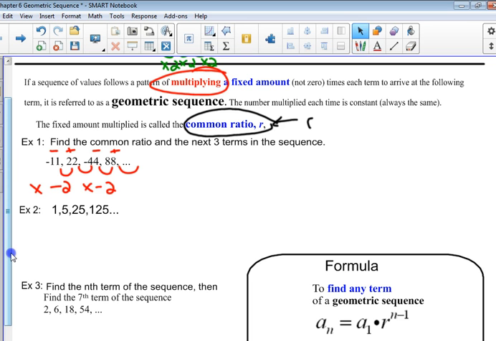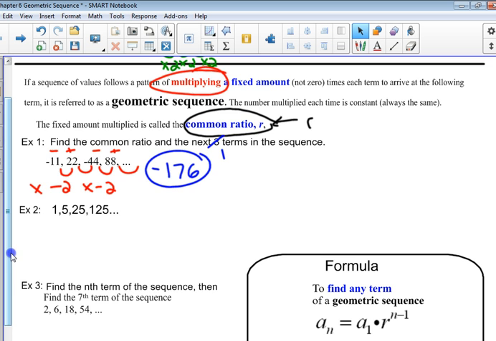So if we did the next number, we don't need the next 3 terms, that's kind of a waste. Let's just do the next term. What do you guys think the next one would be? How would you do it? What would you have to do? Times -2. So you can do it. Okay. -126. Nice. -176. Perfect. Good.